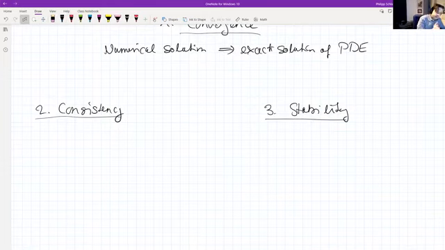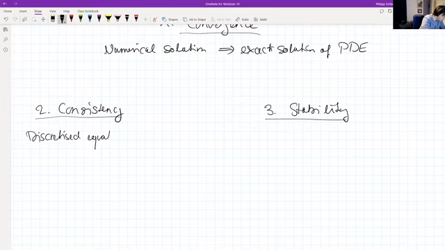But let me just, before the break, write down the definition of consistency and stability. So consistency means that the discretized equation is actually the same as my partial differential equation. So the important aspect here is I'm not talking about the solution to it. I'm just saying that the discretized equation in some way converges towards the partial differential equation. Okay, this is not the solution, just the equation that is the same.